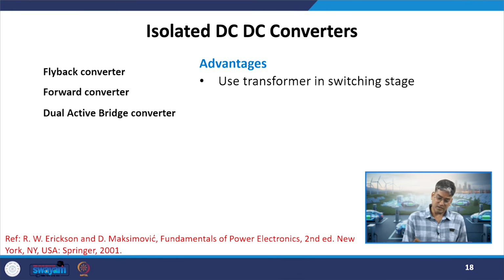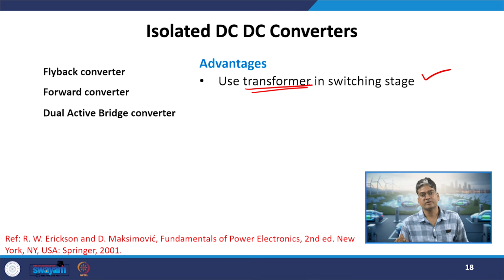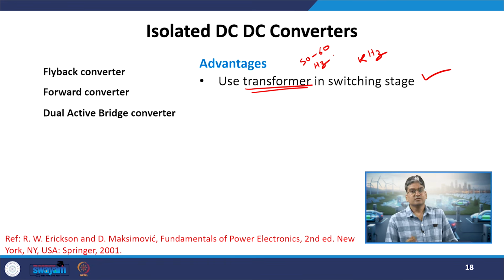Now, what is the advantage of using the transformer in the switching stage? We have already discussed this. When I am using it inside the DC to DC converter, the transformer will be designed for a higher frequency of operation. It will be in the kilohertz range, not the 50 to 60 hertz of our grid power supply. So it will not be a power transformer operated at line frequency; it will be operated at high frequency.